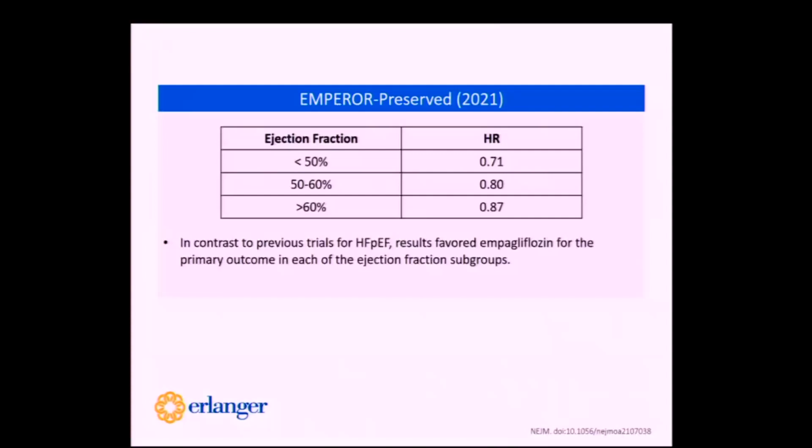So in contrast to previous trials for heart failure with preserved ejection fraction, these results favored empagliflozin for the primary outcome in each of the ejection fraction subgroups. So there was a benefit regardless of how high that ejection fraction was.